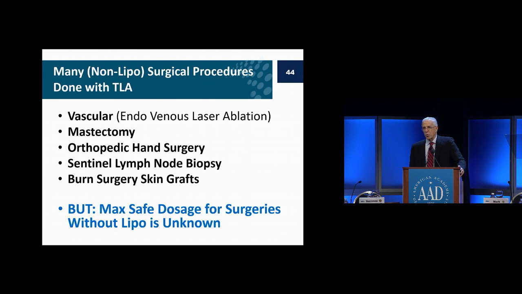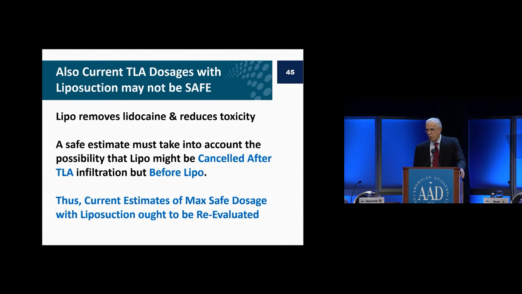Now, besides tumescent antibiotic delivery, there are a number of other procedures that are done with tumescent lidocaine these days, and these include vascular surgeries, mastectomies done totally by local anesthesia, orthopedic hand surgery, sentinel lymph node biopsies, burn surgery, and skin grafts. So it was important to know what the maximum safe milligram per kilogram dosage would be for lidocaine without a liposuction.